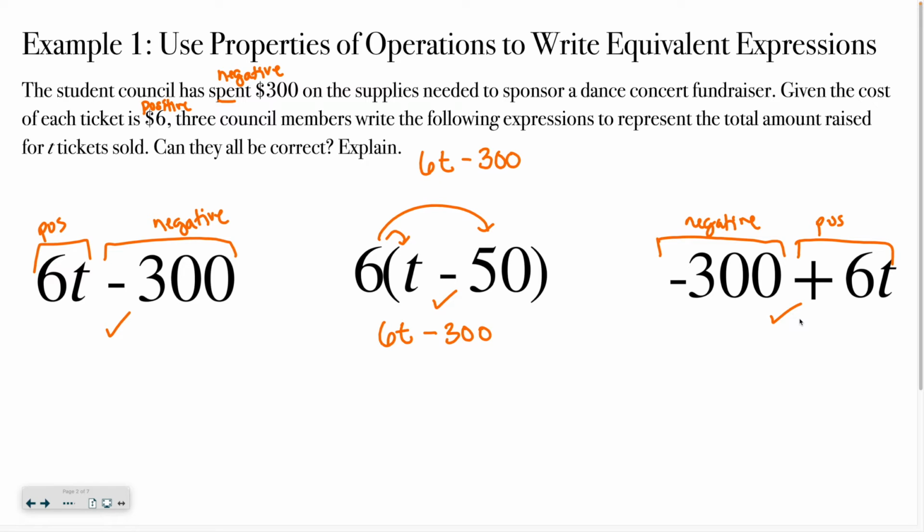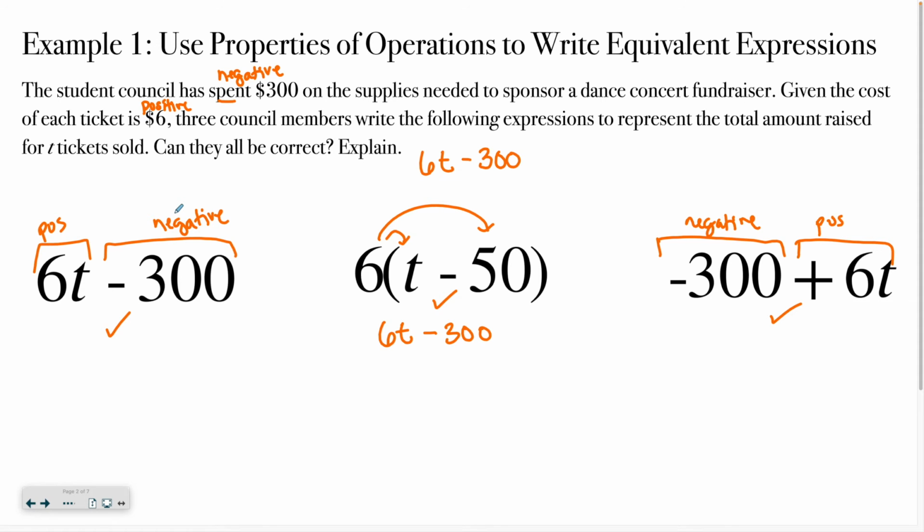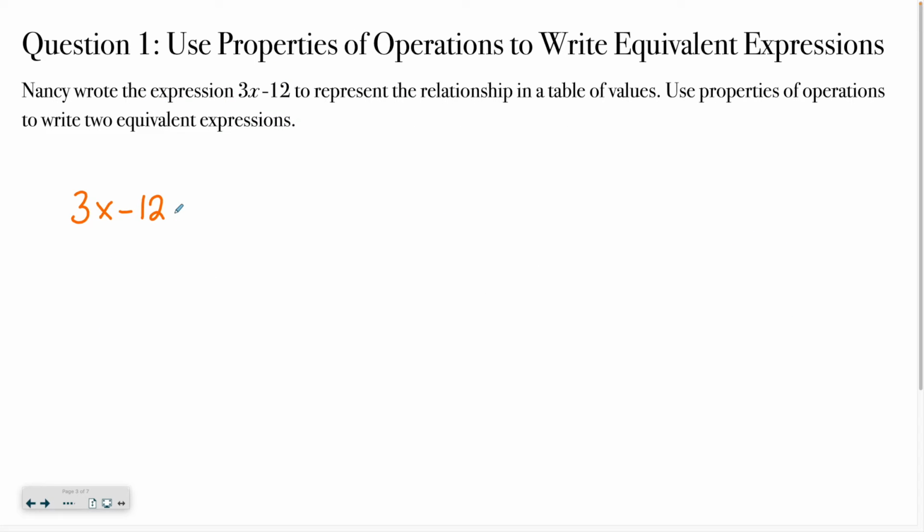So today is all about coming up with multiple ways to write another equivalent expression. And that's what I want you to do with this first question, okay? We have Nancy wrote the expression 3x minus 12 to represent the relationship in a table of values. Use properties of operations to write two equivalent expressions. Okay, so the first one we have is 3x minus 12. Now, why don't you go back to the first example and use this kind of as a template, okay, for some good ideas of how you could maybe come up with two equivalent expressions. Good luck.